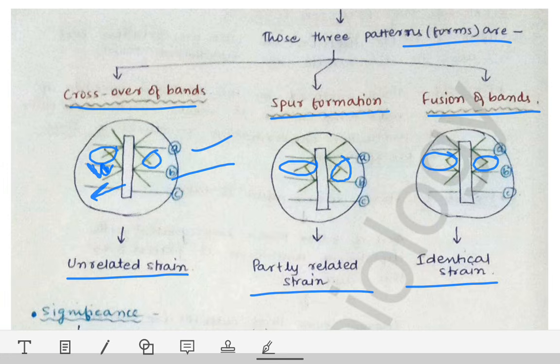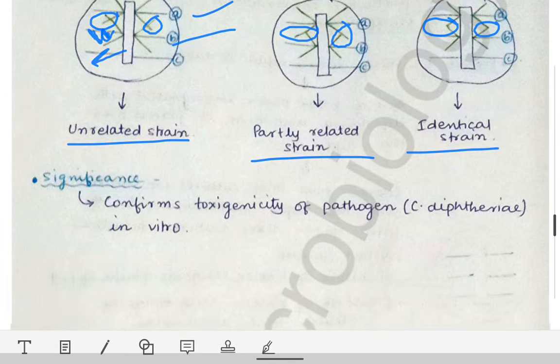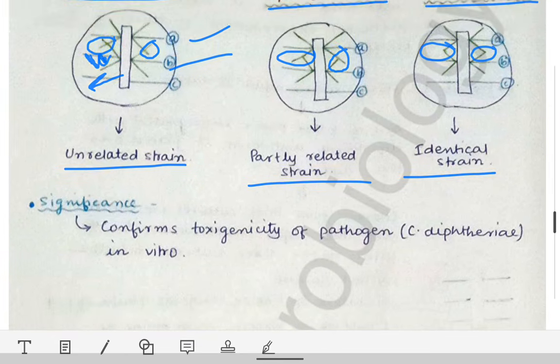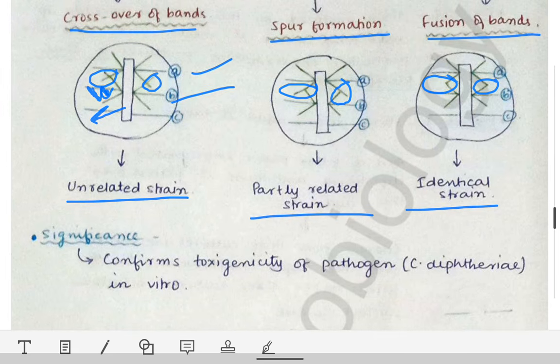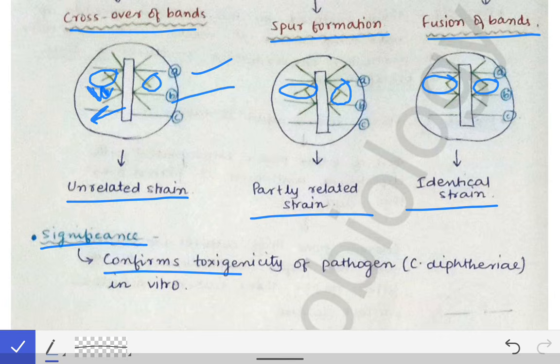Now coming to the last point of this Elek precipitation test, that is, what is the significance? What is the significance of this Elek precipitation test? The significance is that this confirms the toxigenicity of the pathogen in vitro. Okay, so this is all about the Elek precipitation test.